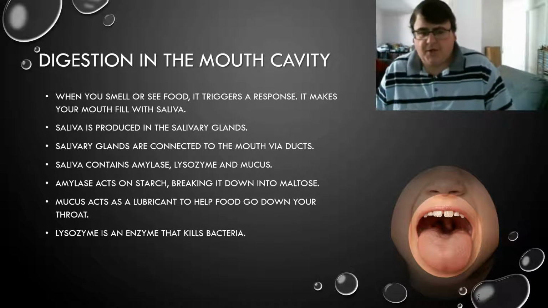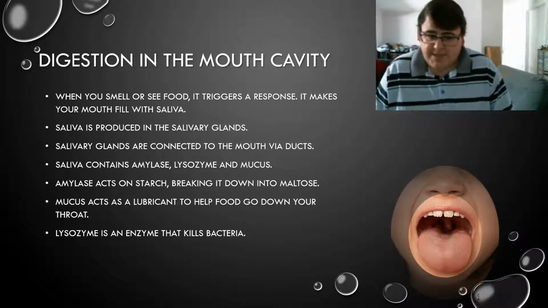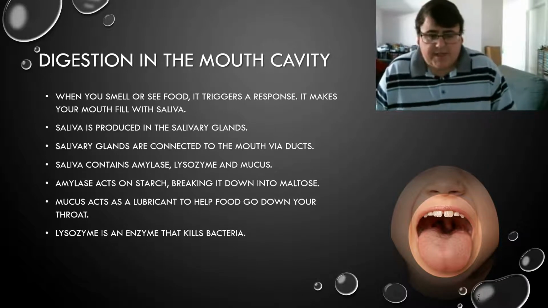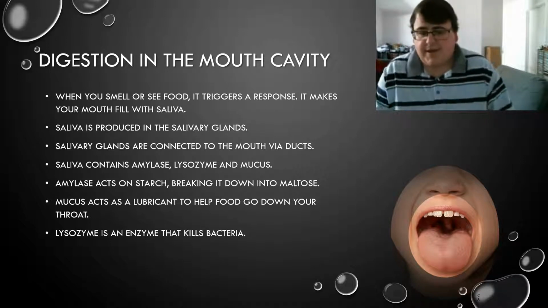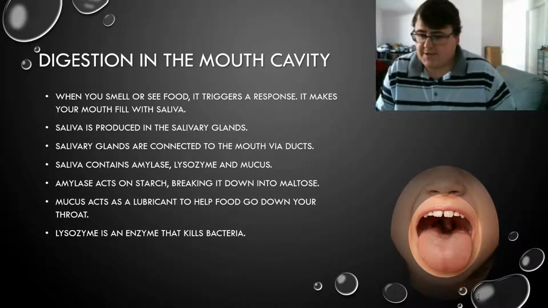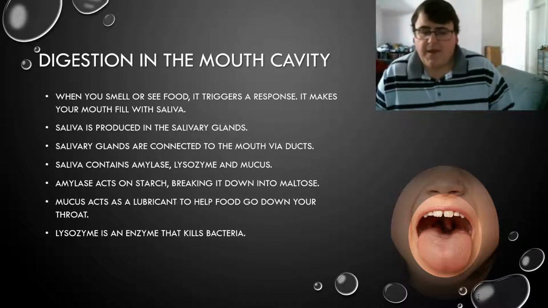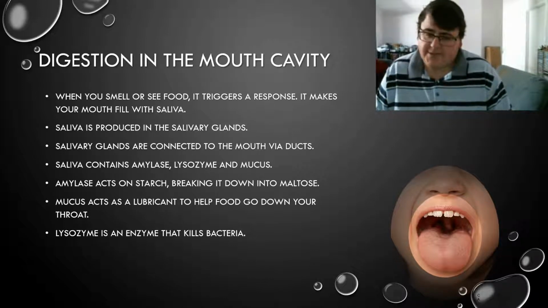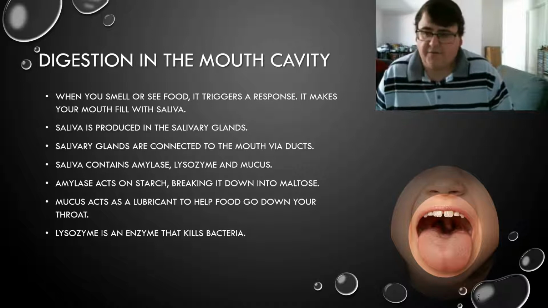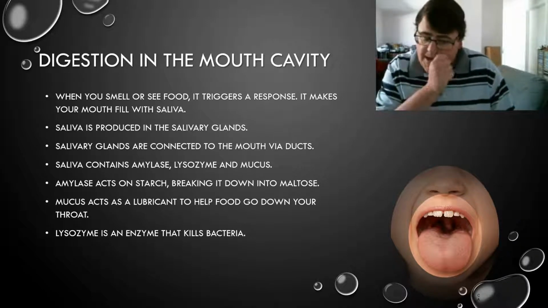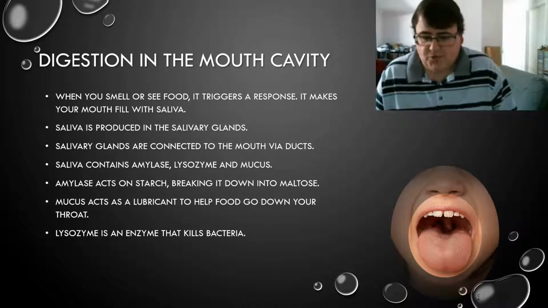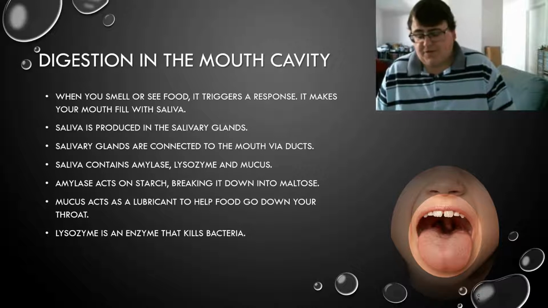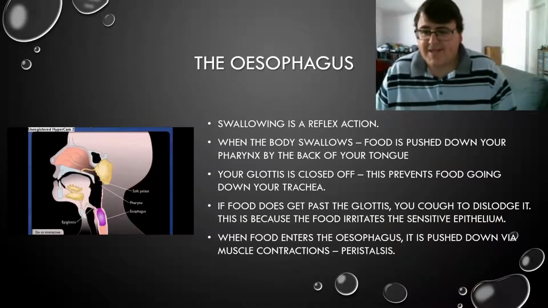Now, all the saliva in your body is produced in the salivary glands, and they're connected to your mouth via small ducts. Saliva actually contains three different things that we need to know. It contains amylase, lysosome, both are enzymes, and mucus. Amylase acts on starch. It breaks starch down to maltose. Lysosome is an enzyme that kills bacteria, so it prevents harmful bacteria from getting through your digestive system. And lastly, mucus. Mucus is there purely as a lubricant, and it helps the food slide down your throat and get down to the esophagus, which is where we're headed next.